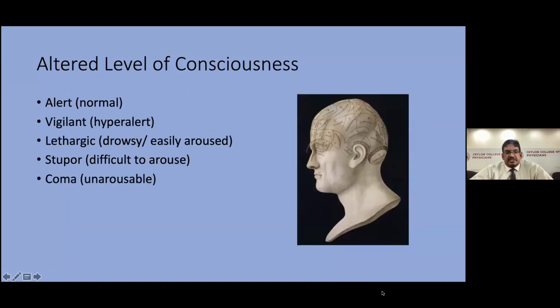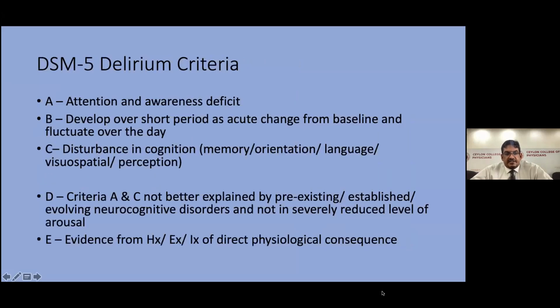Altered level of consciousness. This again is another talk of its own, but quite an enigmatic area, where it's a spectrum from alertness, from vigilant, being hyper alert, to becoming lethargic but being able to be aroused, having stupor, which is difficulty in arousing, and having complete unarousability, like in a coma. So these are things that we need to be wary of.